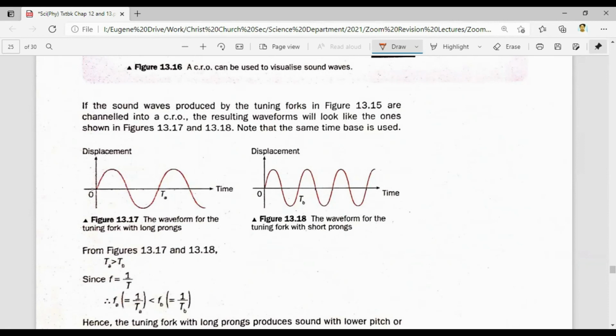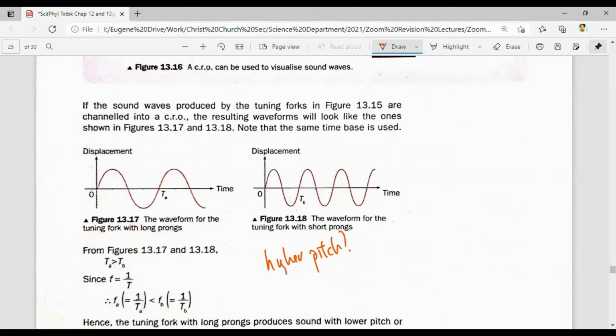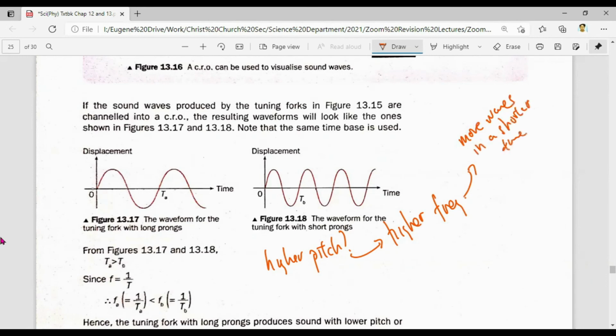So first up, let's look at these two. The question will be which one has a higher pitch? Let's go to the idea of frequency. If higher pitch means higher frequency, it actually means more waves in a shorter time. Assuming that from here to here and from here to here is the same amount of time, let's say 10 seconds.